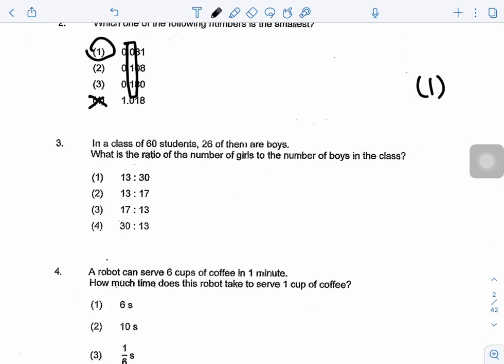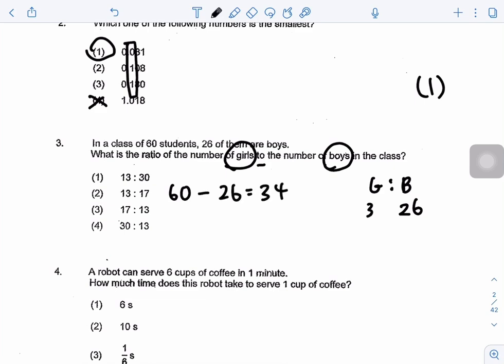In a class of 60 students, 26 of them are boys. What is the ratio of the number of girls to the number of boys? What they want is girls to boys. Boys, you already know, is 26. Girls will be 60 minus 26 equals 34. So girls is 34. Make sure that you get the order correct. It's girls to boys and not boys to girls. Okay, if you're not sure how to divide, just divide it by 2 since they are both even numbers. So the answer is 17 is to 13. Answer is 3.